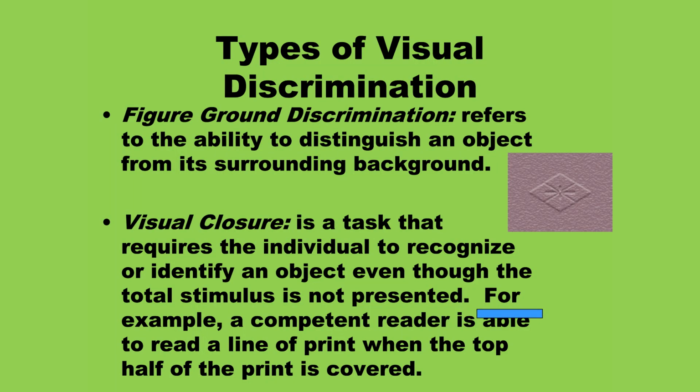Okay, visual closure, and this is to be able to recognize something even though you don't see all of it. And there's a great example. A competent reader is able. You realize that word is "able" even though you can't see all of it. Okay, and we do this with toys, right? Can a child recognize that's his ball if I cover it up, right? And so, can I recognize that that's a pen when I only see half of it laying under the table?